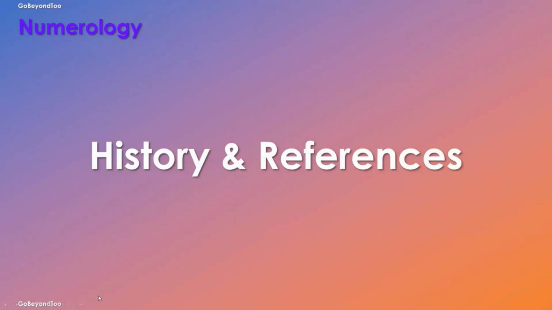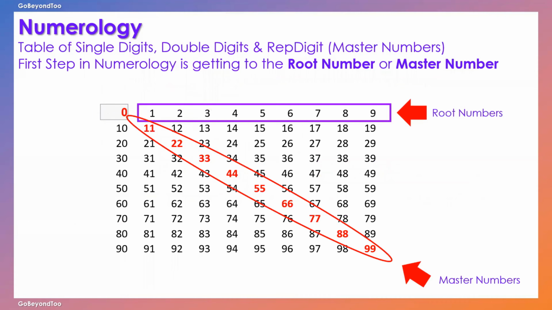So this is a table of single digits, double digits, and repetitive digits, which are also referred to as the master numbers. The first step in numerology is getting to the root number or the master number. The root numbers are just numbers 1 through 9, without the 0, because 0 plus another number equals that number, and if you subtract and add zeros, it doesn't really make any difference. We also have the master numbers.